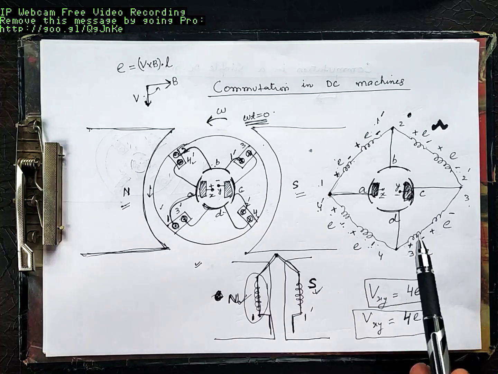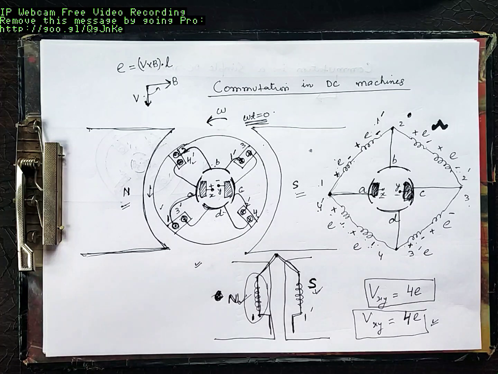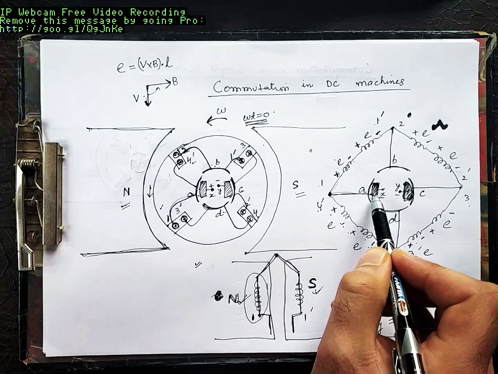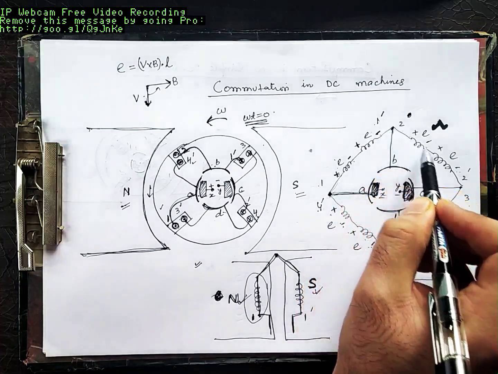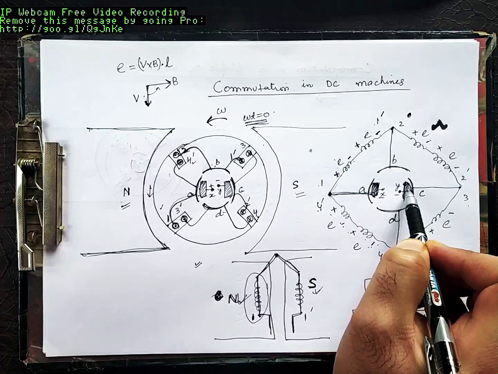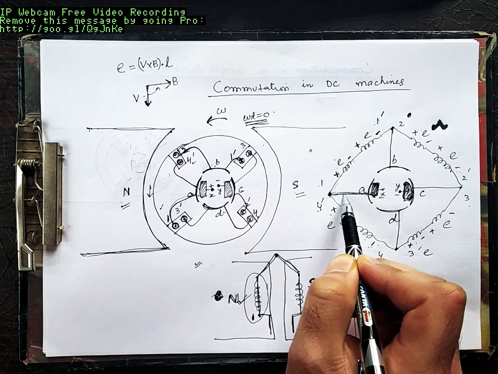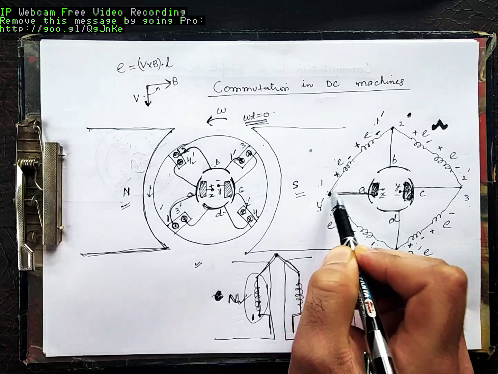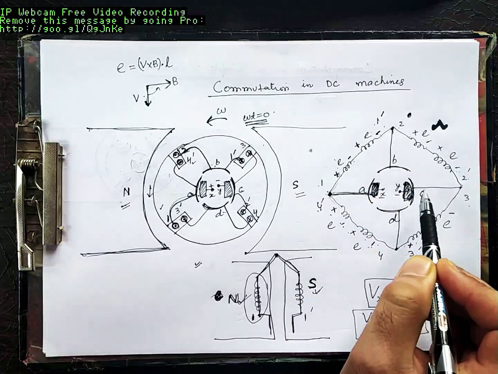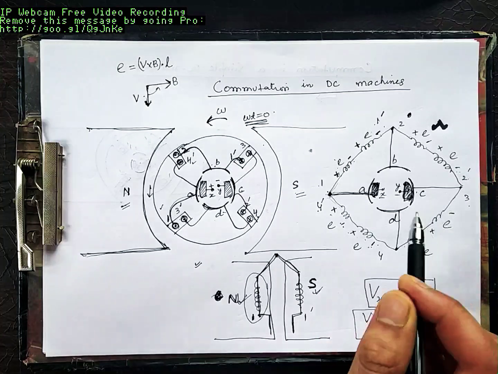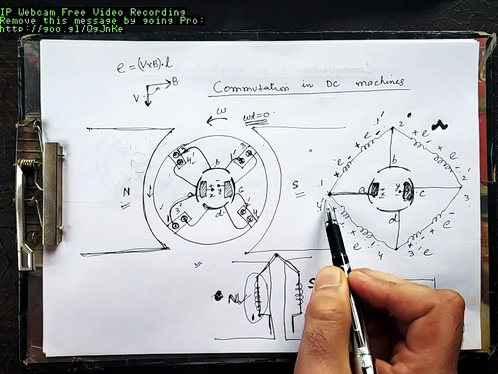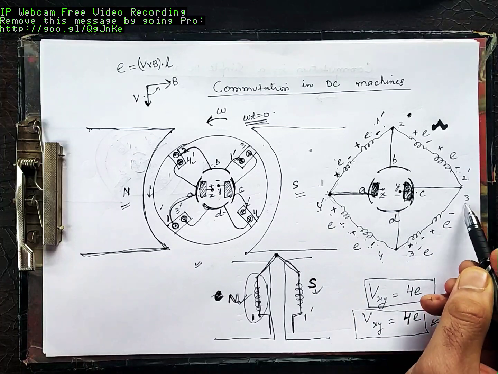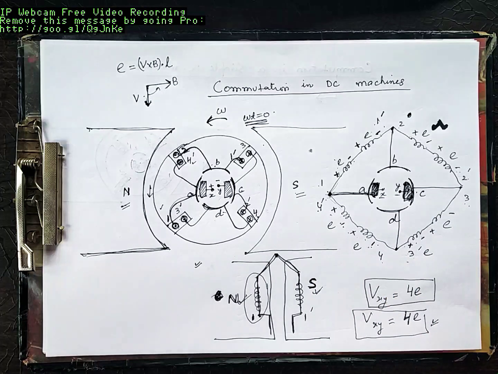But we just observed that there are two parallel paths in this machine. One passes through this, and back to Y. Second is from X, this, and this. So one path is A, 1, 1 prime, 2, 2 prime, C. Another path is A, 4 prime, 4, 3 prime, 3, back to C. So you have two parallel paths. This is a common feature of DC machine, that you have a number of parallel paths. Fine, we'll come to that.